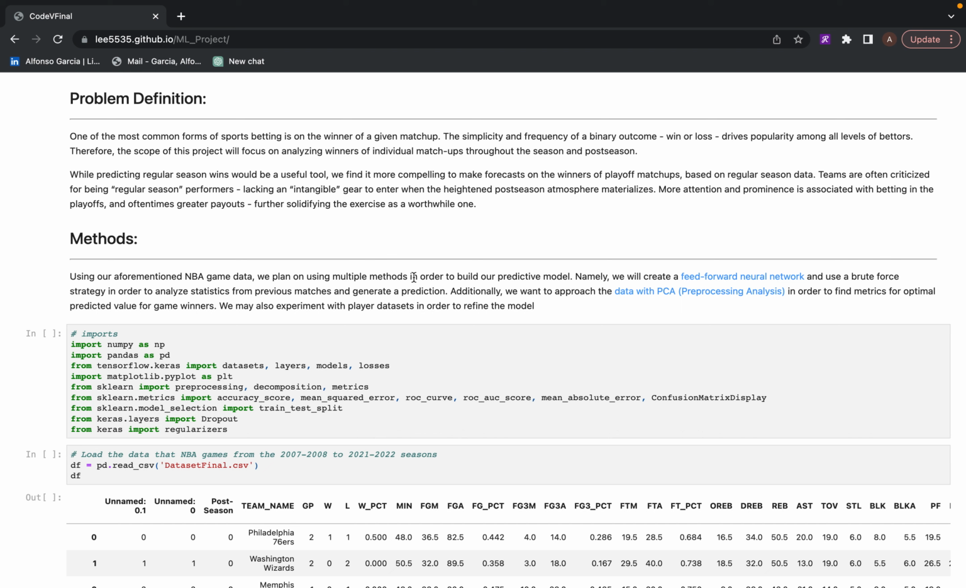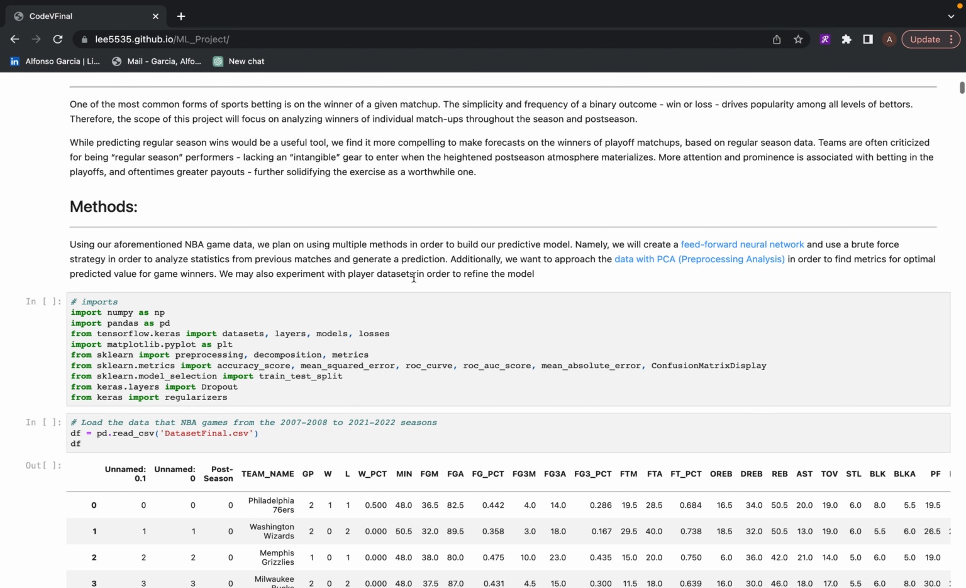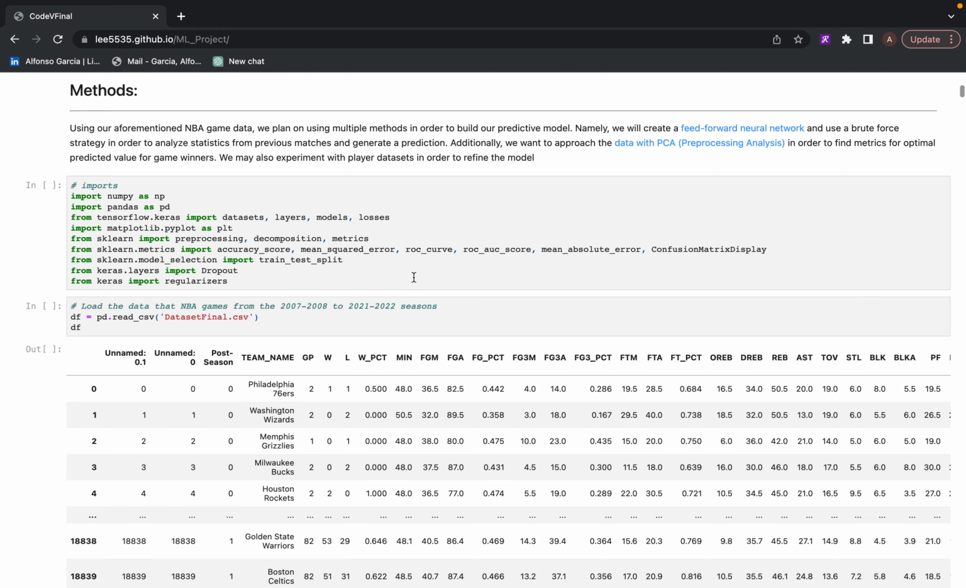One of the most popular types of betting relates to binary outcome, meaning whether a team wins or loses, and this is what we decided to focus on. In addition, we wanted to broaden the scope to also look into distinctions between postseason and regular season games to see if there's a distinction in predictions between the two. So using this data, the team wanted to test 3 different models, as well as experiment with PCA in order to see if dimensionality reduction is necessary.